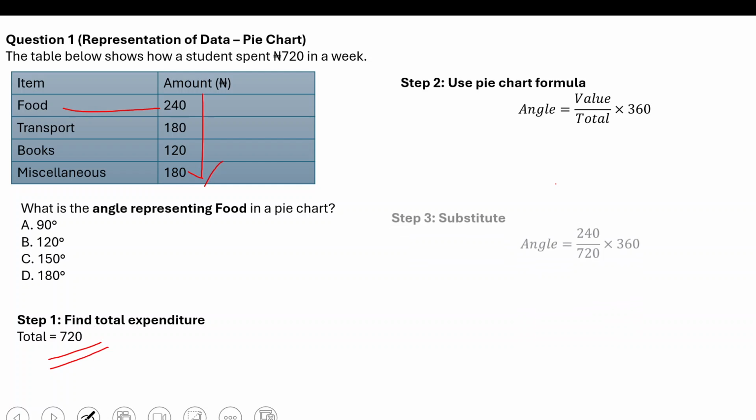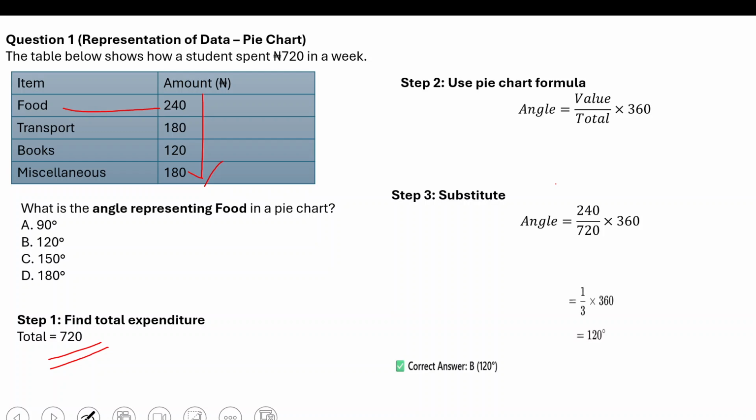Okay. And we go ahead and write 240 over 720 times 360. So by the time we do the maths, we'll have 120. So the angle that is representing food is 120 degrees. Okay, so the answer is B. So move on to the next question.